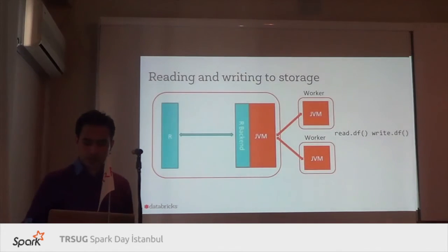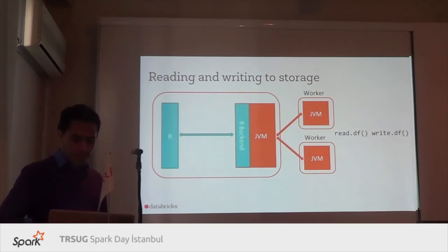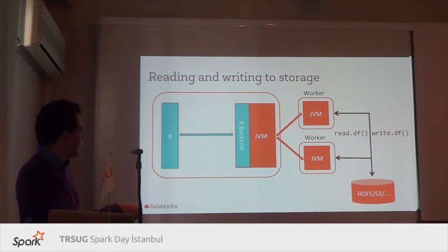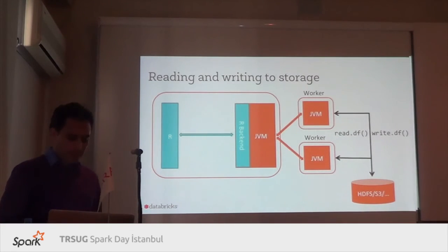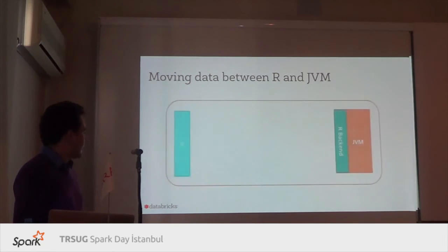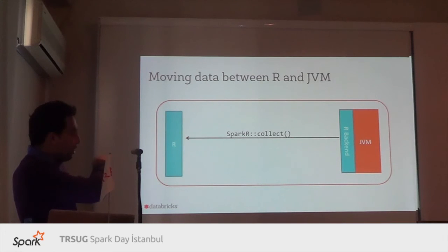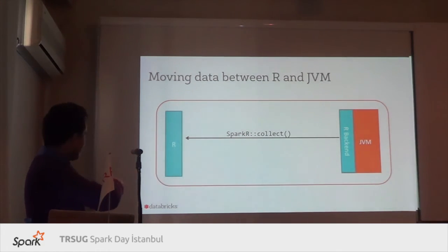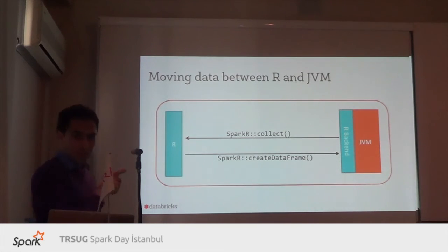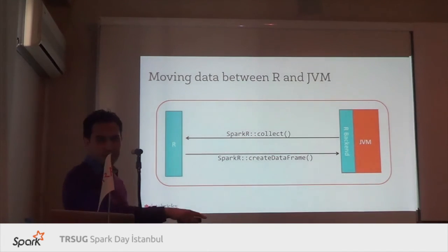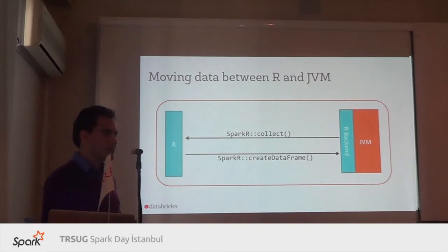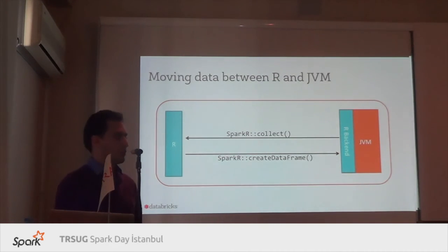So let's see how those work. As I said, readdf and writedf are for reading and writing to distributed storage, S3 or HDFS or Cassandra. And the other two calls, which were collect and create data frame, work between R and JVM. So when you call collect, data moves from JVM to R. When you call create data frame, it goes the opposite direction. This is basically all the I/O methods you need to know about Spark.